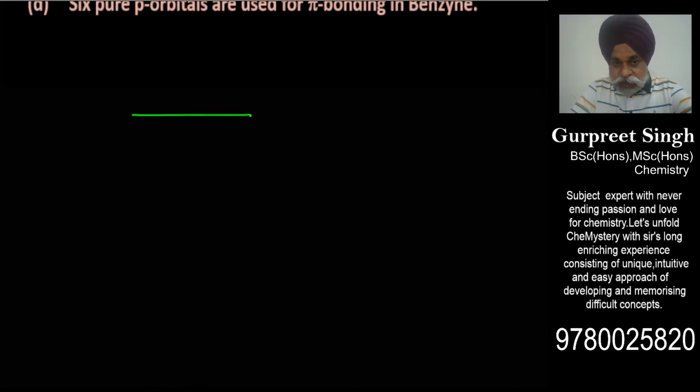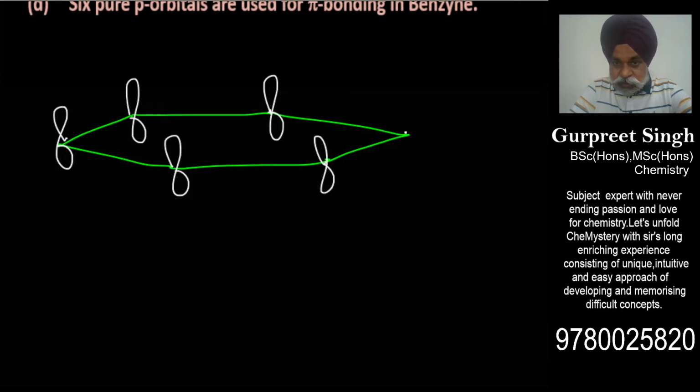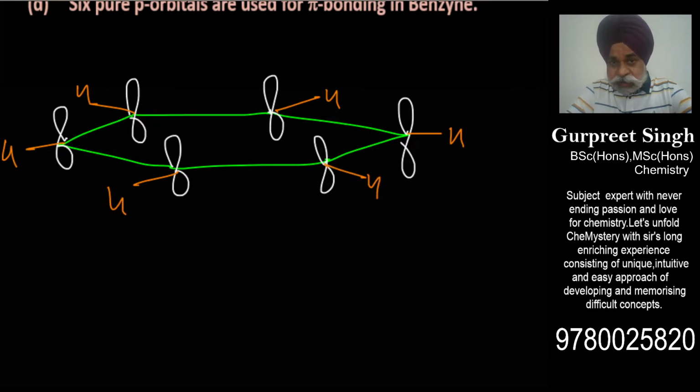If I write the structure of benzene, it would look somewhat like this. Here you have all these p orbitals. All the carbons in benzene are sp2. This is what you call normal benzene. In this normal benzene, there is a pi bond here, a pi bond here, a pi bond here, but it can undergo delocalization.